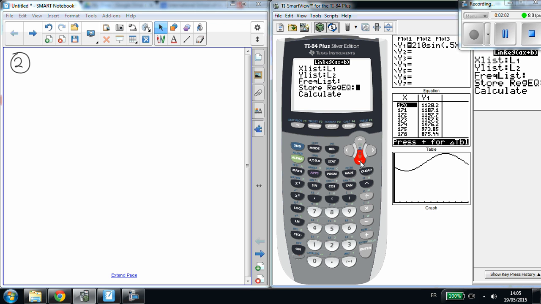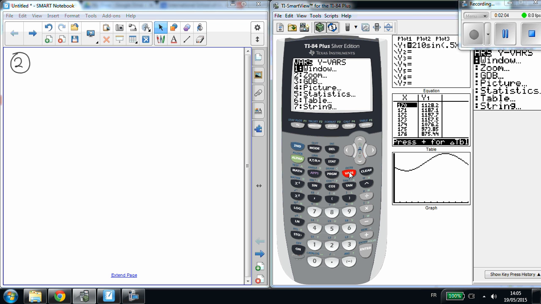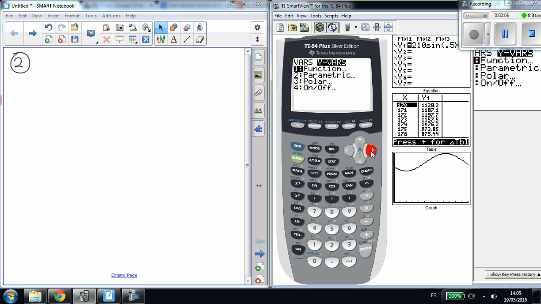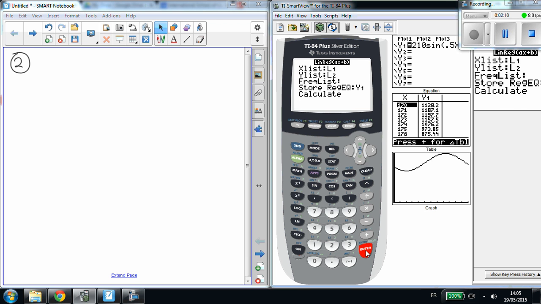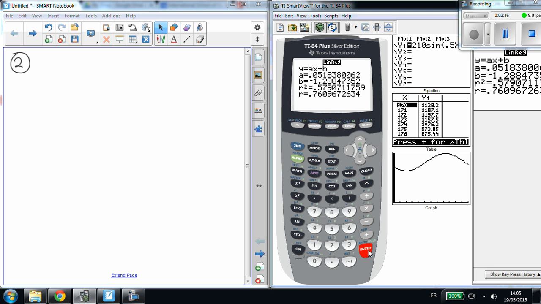If we did want to save the equation, we can press Vars, go to Y Vars, to Function, we choose Y1, and that will actually save the equation that comes up in Y1, which could be useful later on. We go to Calculate. And that gives me everything I'm looking for.